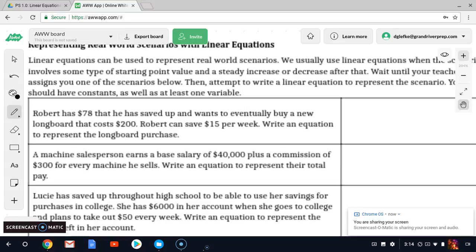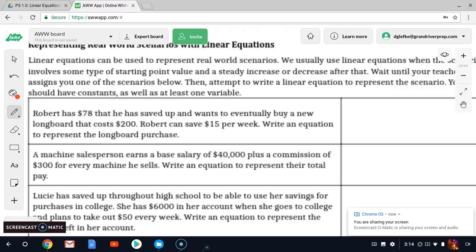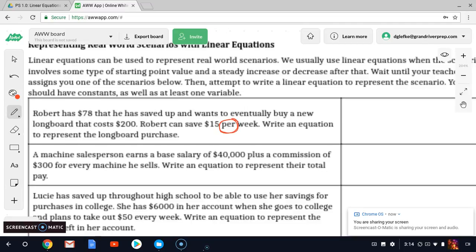So Robert has $78 that he has saved up and wants to eventually buy a new longboard that costs $200. Robert can save $15 per week. Write an equation to represent the longboard purchase. So one of the things that we want to be very, very aware of is the word per. That word is going to mean multiply. Okay, so we're multiplying the $15 by the number of weeks.